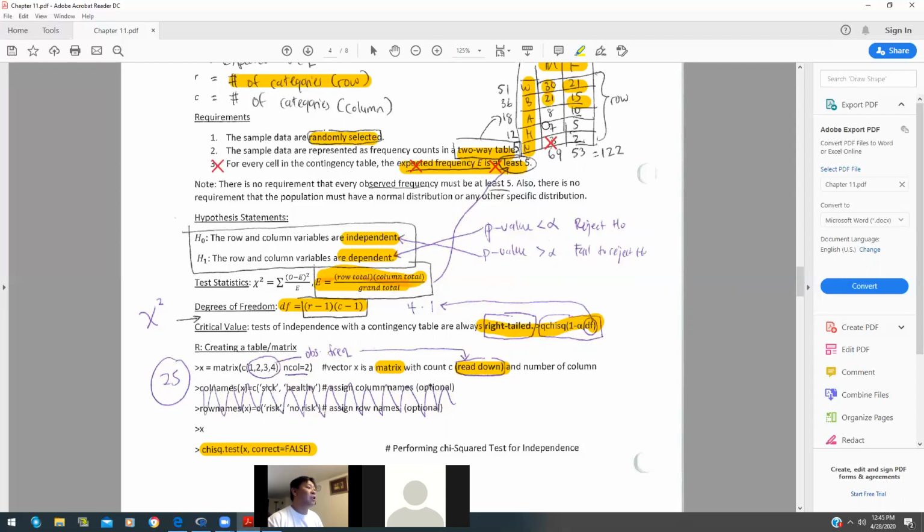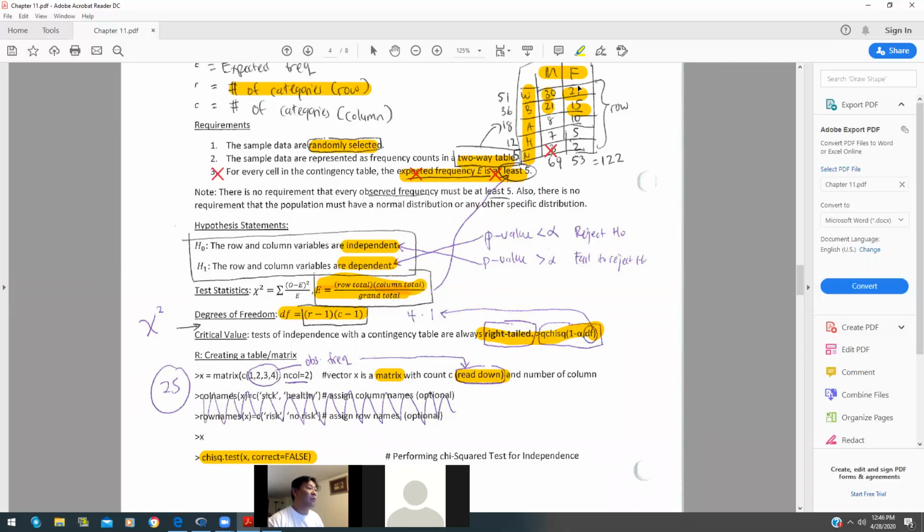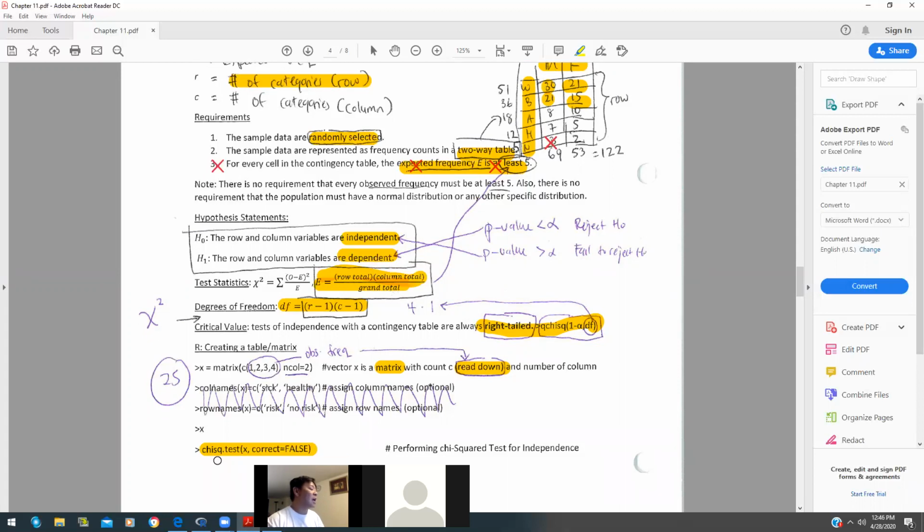So you have to read your data, your observed frequency, from top to bottom, and then go to the next line. So if you read across, you will get everything wrong. Okay, so this is something I want to point out to you guys, very important. You have to read downwards, not across. And then the ncol means how many columns do we have? So in this case, we got 2 columns. So ncol is 2.